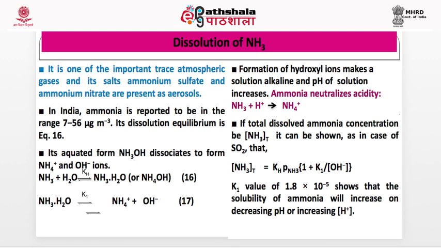This is Henry's law. NH3 dissolves in water and forms NH3·H2O, which is also written as NH4OH. This is gas and this is liquid. And this dissociates to give you the well-known ammonium ion plus OH ion. So, a solution of ammonia in water is alkaline because of the production of OH ions. The formation of hydroxide makes the solution alkaline and the pH of the solution increases. The total dissolved ammonia concentration, NH3T, in water can be shown as in the case of SO2, that is, NH3T equals this equation. This PNH3 is the partial pressure of ammonia in the atmosphere, this is the OH ion concentration, and this is the Henry's law constant.